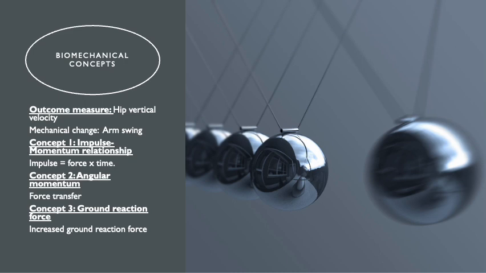The additional exaggerated arm swing enhances the ground reaction force. This is due to the increase in downward momentum produced by the upper body. The increase in downward momentum causes the ground to exert a greater amount of force onto the body. The body compensates by producing more force. The increase in force results in greater vertical velocity at the hip.